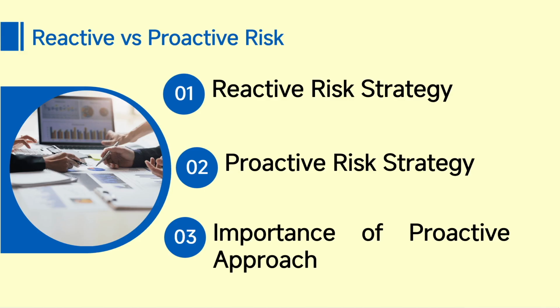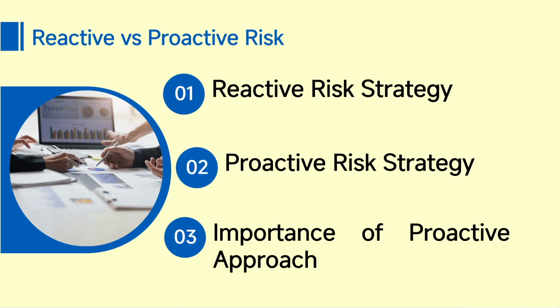Risks are majorly classified as proactive risk and reactive risk. Reactive risk strategy means that we will try to identify the risk only after the risk happens, which we call reactive risk strategy. Whereas in proactive risk strategy, the risk will be monitored, and even before the risk arises we try to do some set of procedures, and that we call proactive risk strategy.